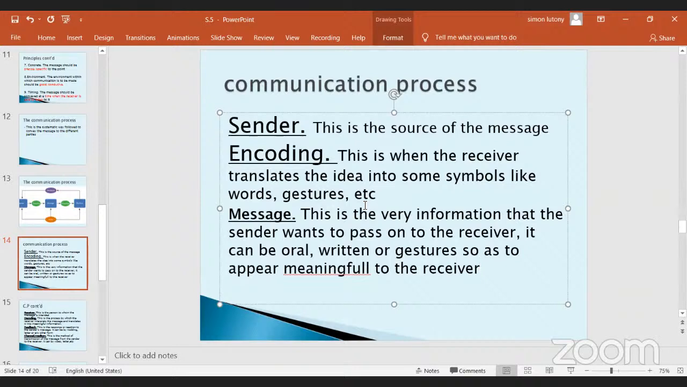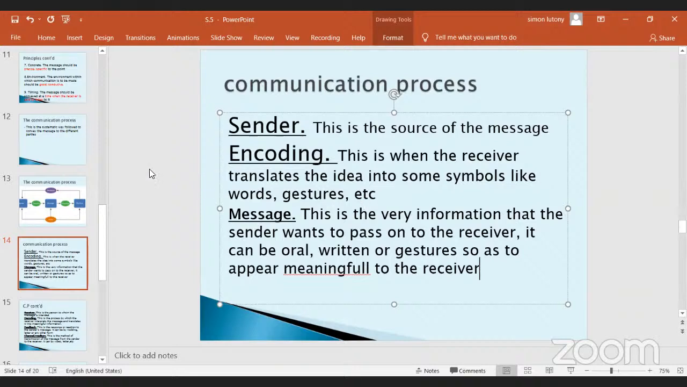This is the very information that the sender wants to pass on to the receiver. It can be oral, written, or gestures so as to appear meaningful to the receiver. Okay, so we're saying that when you talk of the message, it is the very information. What is that information we want to pass on?